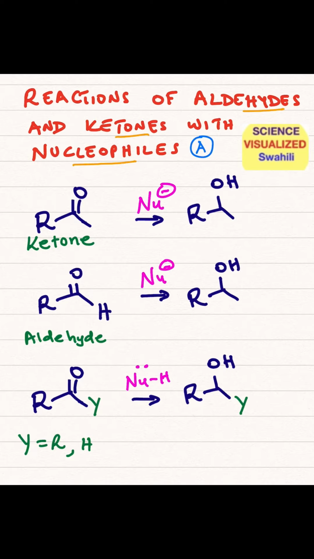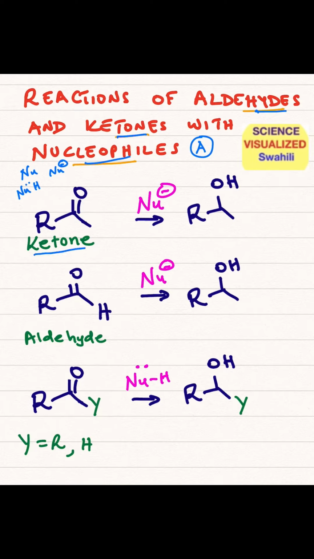Hello and welcome. We're continuing with our study on Organic Chemistry 2, where we're looking at the reactions of aldehydes and ketones with nucleophiles, and we use Nu for nucleophiles. Sometimes you see it being used as Nu or Nu minus. It's because it has a negative charge or it has an electron pair. A neutral nucleophile will be written as NuH, showing the electron pair.